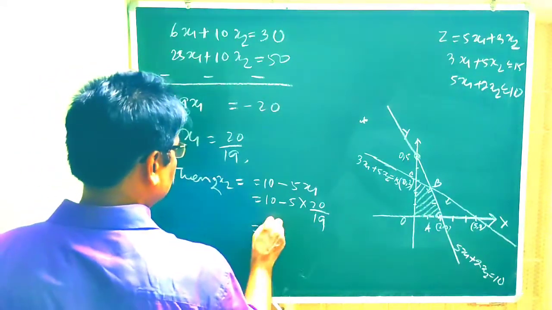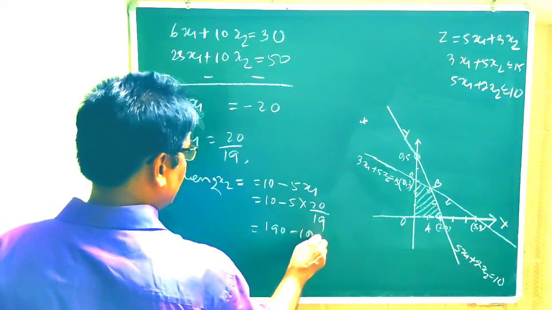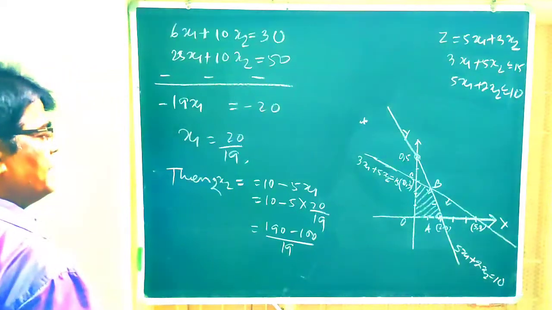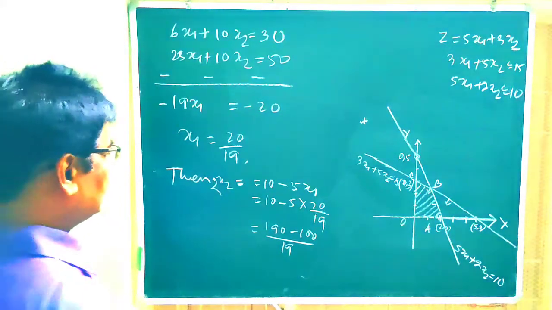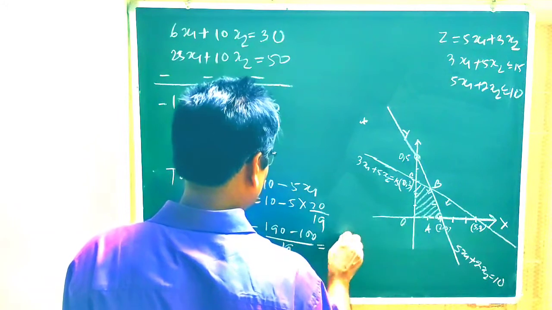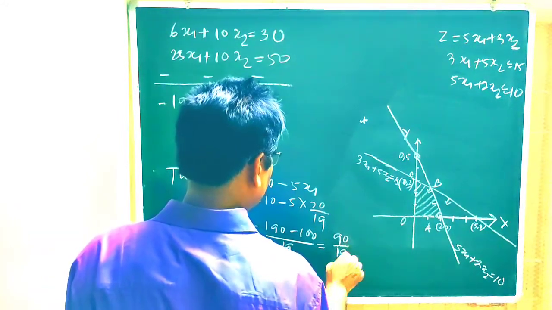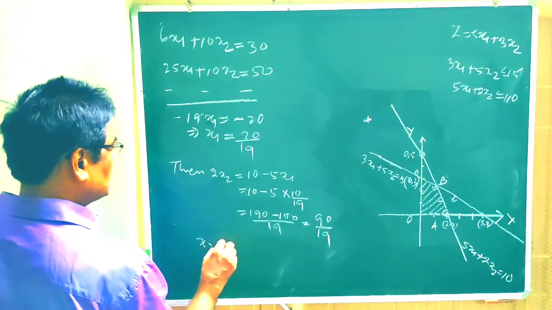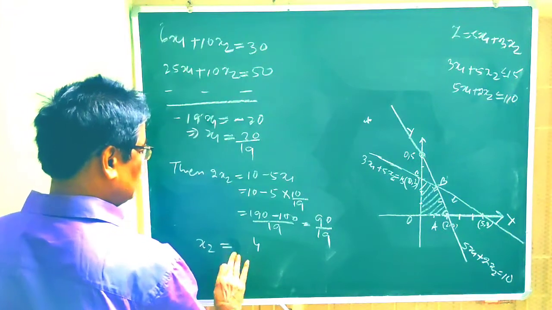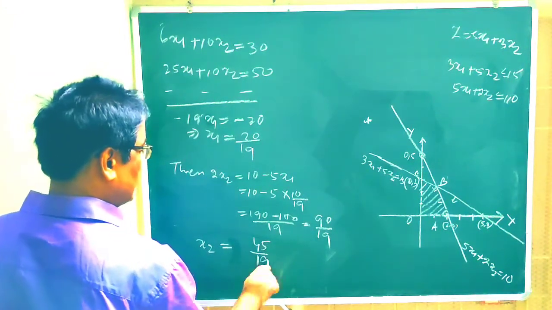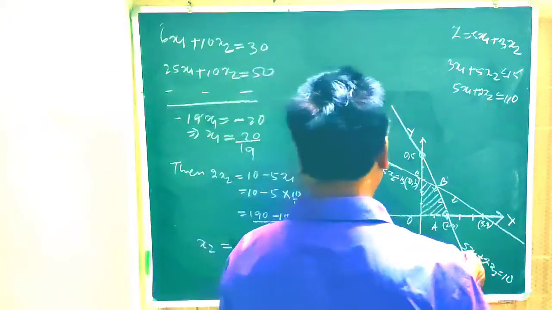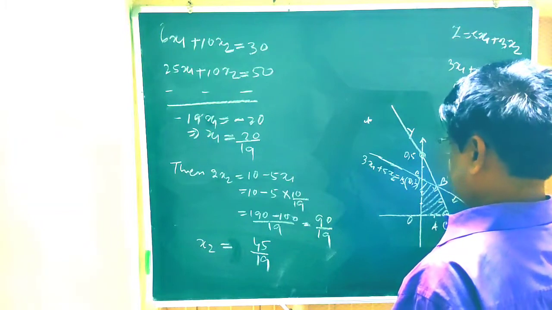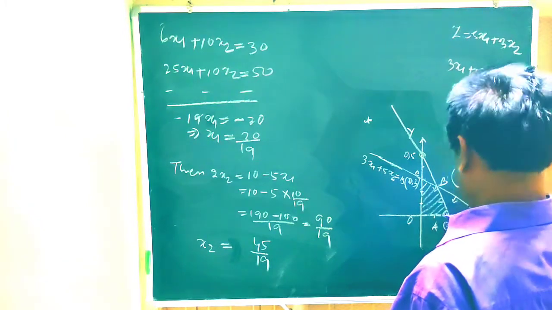So this is equal to 120 minus 100 by 19. 190 minus 100 by 19 is equal to 90 by 19. So we get x2 is equal to 45 by 19. So the point B is now 20 by 19, 45 by 19.